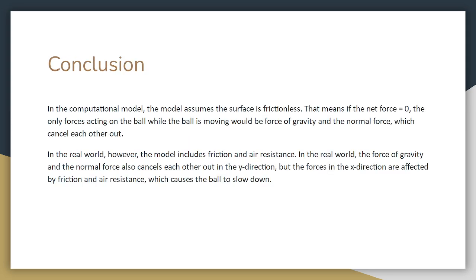So, conclusion. In the computational model, the model assumes the surface is frictionless. That means if the net force is zero, the only forces acting on the ball while the ball is moving would be the force of gravity and the normal force, which cancel each other out. In the real world, however, the model includes friction and air resistance. Even though the force of gravity and the normal force cancel each other out, the forces in the x direction are affected, which causes the ball to slow down and have external force exerted on it.